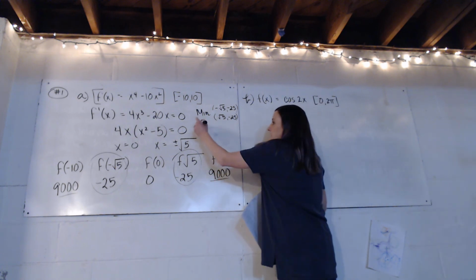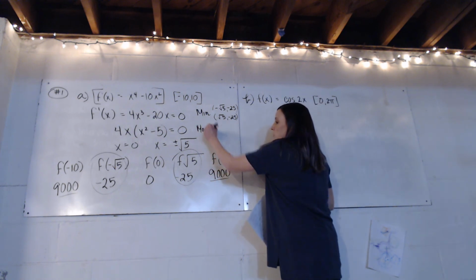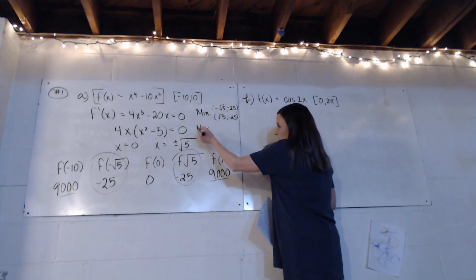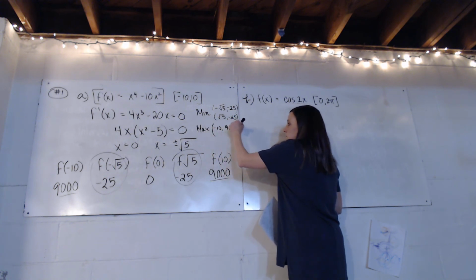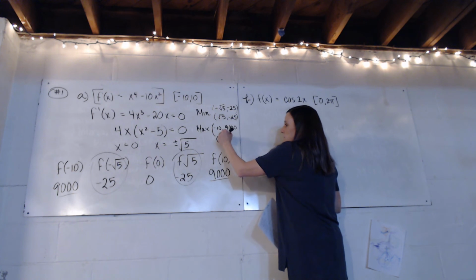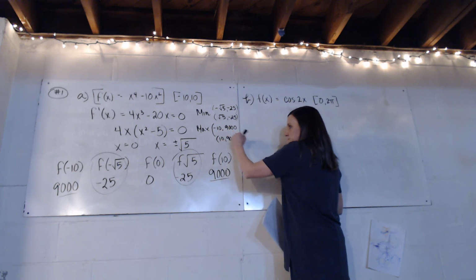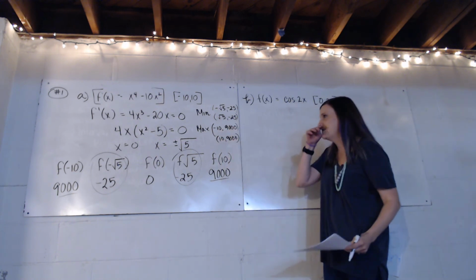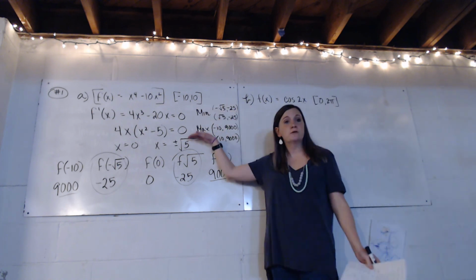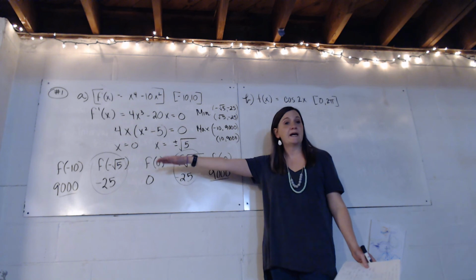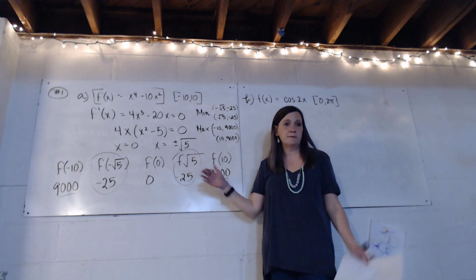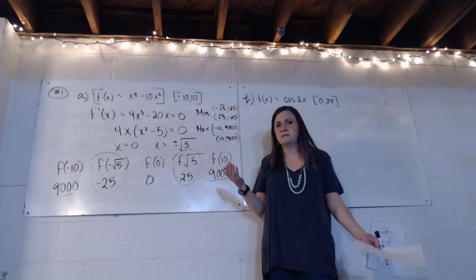And the maximum values occur at plus or minus 10. So we can say negative 10, 9,000, positive 10, 9,000. Okay, so again, recapping my steps. Find your critical numbers, and then calculate the value of the function at your two endpoints and your critical numbers. That's it. So these are pretty simple problems to do.